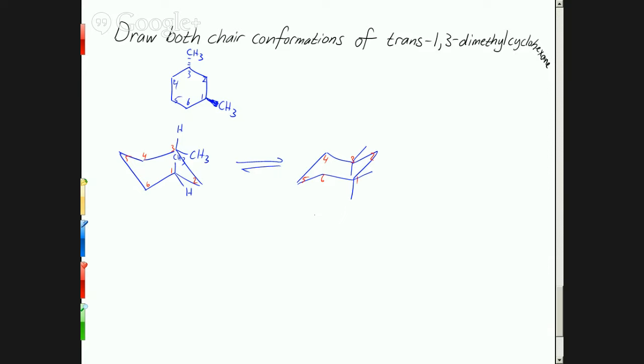And now on number 1, the CH3 is up, it stays up. On number 3, the CH3 is down and stays down. I should have extended that a little bit lower so it was clearer. And the other ones are the hydrogens. And now we have a correctly drawn chair flip.